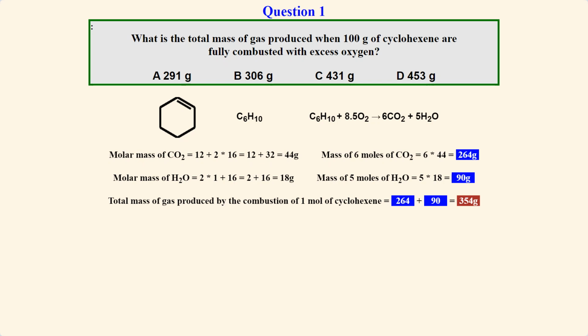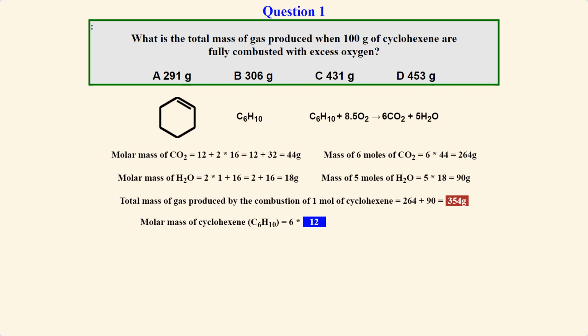But in the question we haven't got 1 mole, we've got 100 grams. So now we need to deal with that. So let's find the molar mass of cyclohexene. We've got C6H10, so 6 times 12, 12 the atomic mass of carbon, and 10 times 1, the atomic mass of hydrogen. Adding those figures together, we get 82 grams.